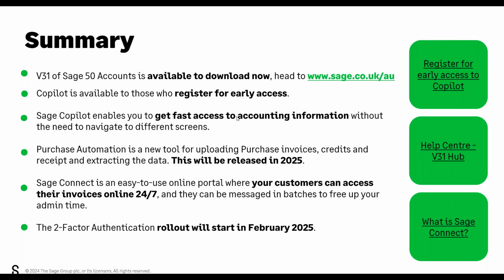Purchase automation is a new tool for uploading purchase invoices, credits, and receipts, and it extracts that data, and that will be released in 2025. Sage Connect is an easy-to-use portal where your customers can access their invoices 24/7, and they can be messaged in batches as well to free up your admin time. And just to remind you there, two-factor authentication, that rollout will start in February 2025. So do keep an eye out for, again, communications on that.